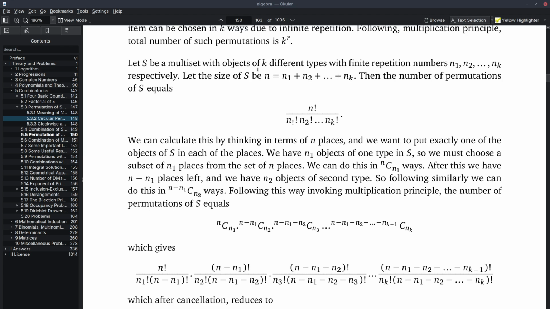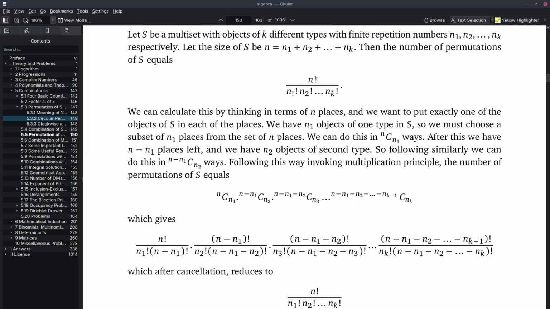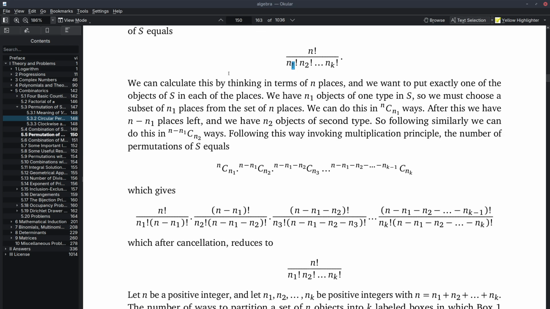Let S be a multiset with objects of k different types with finite repetition numbers n1, n2 through nk respectively. Let the size of S be n equal to n1 plus n2 through nk. Then the number of permutations of S equals n factorial by n1 factorial, n2 factorial and so on up to nk factorial. We can calculate this by thinking in terms of n places, and we want to put exactly one of the objects of S in each of the places. We have n1 objects of one type in S, so we must choose the subset of n1 places from the set of n places.